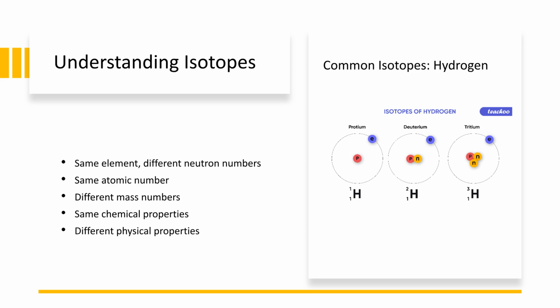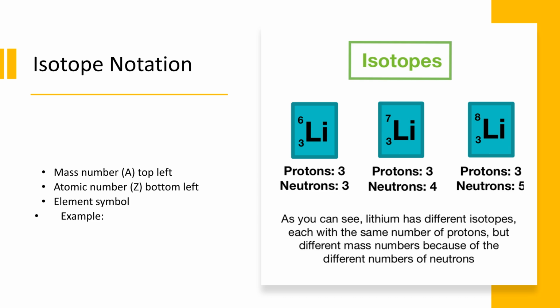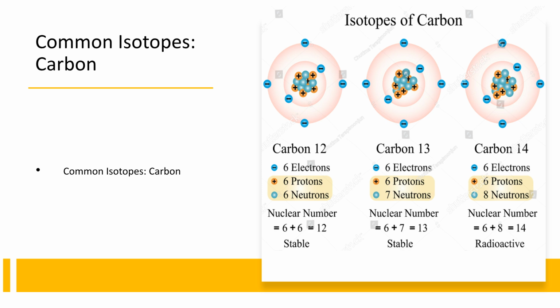They share the same atomic number and chemical properties, but differ in mass number and physical properties. Isotope notation shows the mass number A at the top left and the atomic number Z at the bottom left, alongside the element symbol. For example, lithium isotopes share 3 protons but vary in neutrons, resulting in different mass numbers. Carbon also has common isotopes, such as carbon-12, carbon-13, and carbon-14. Carbon-12 and 13 are stable, while carbon-14 is radioactive, distinguished by their neutron counts.